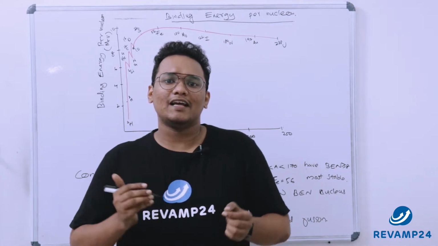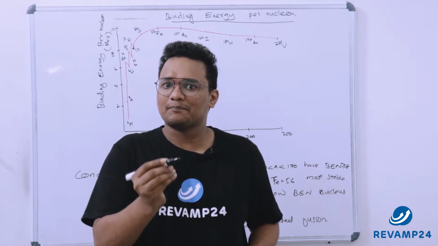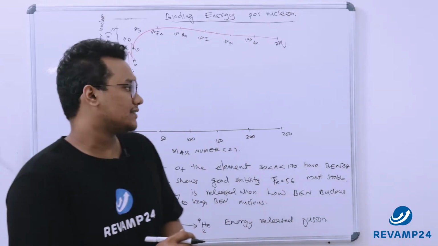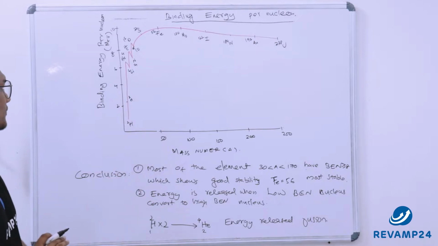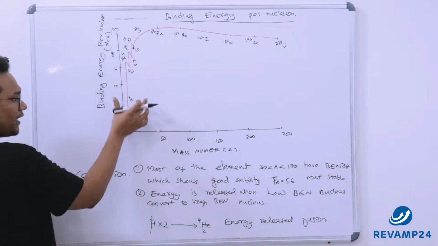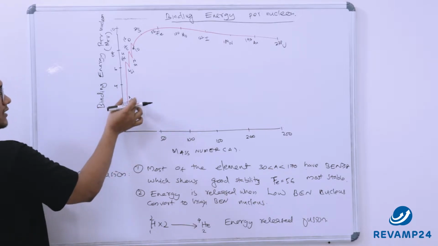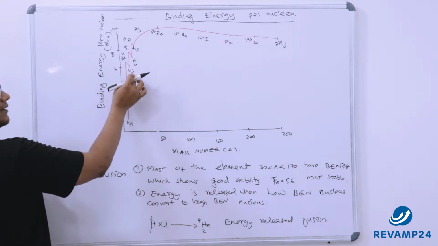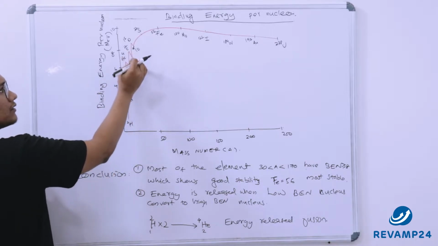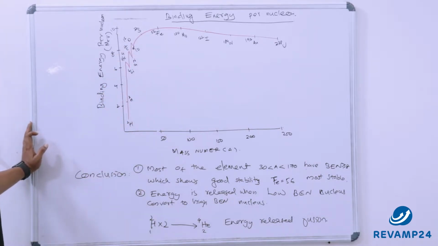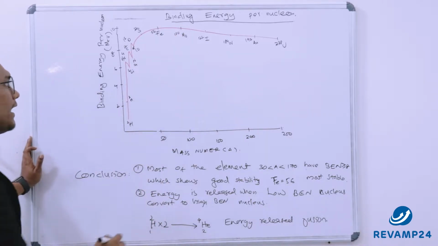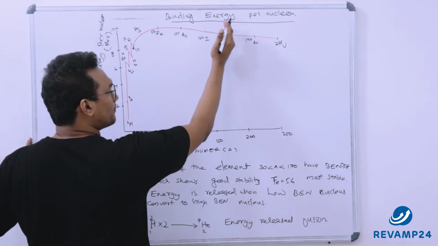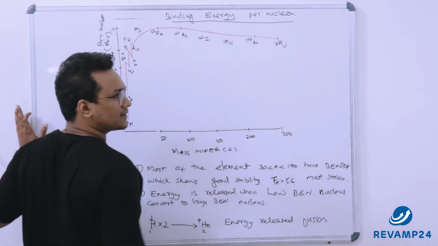In this video, I will explain the graph that represents the variation of binding energy with mass number. So this is the graph. Here you can see that smaller nuclei like deuterium, tritium, helium, lithium, nitrogen have comparatively lower binding energy when compared with the highest binding energy, and also after a certain point the binding energy decreases.